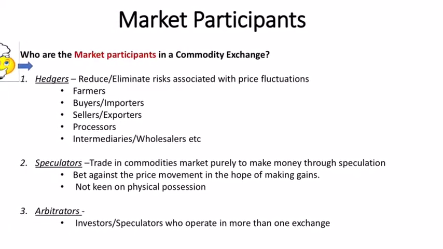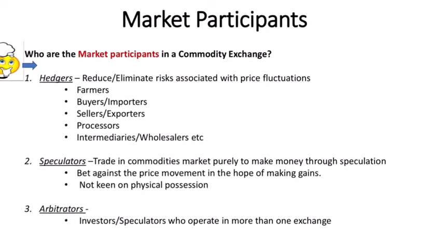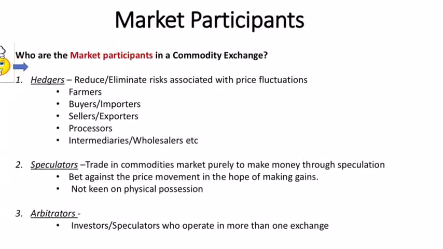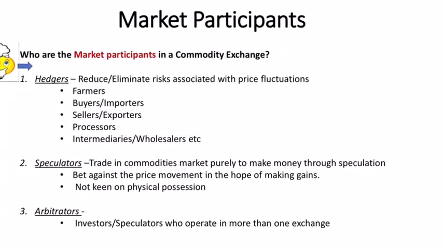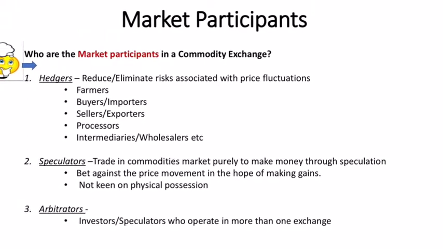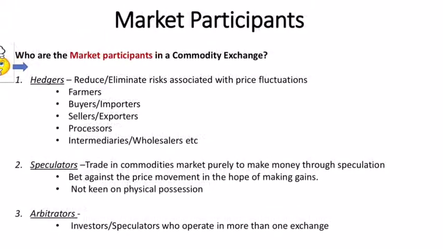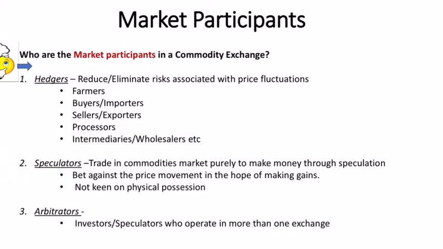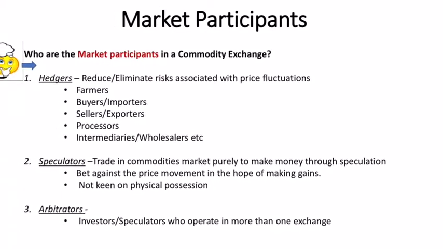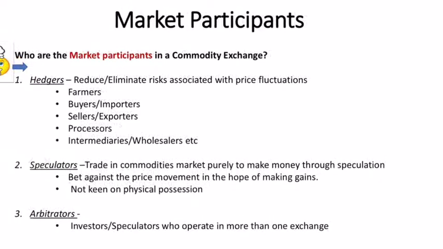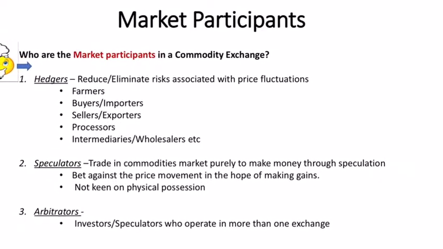The farmers who don't know what is going to happen to the crop prices sometime in the future. Onion farmers, for example, they don't know how the prices are going to fluctuate. The buyers, sellers, importers, the processors. You know who are the processors?